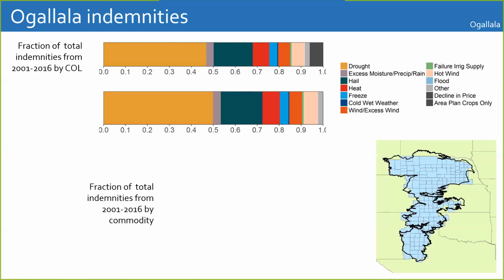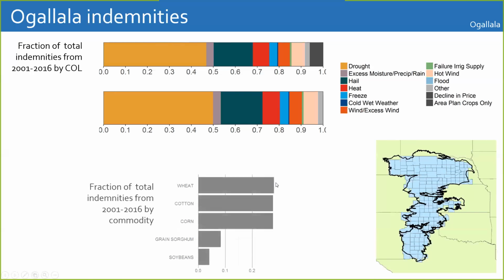And we can also do something similar and show the fraction of total indemnities from 2001 to 2016 by commodity. And unsurprisingly, the top 5 are wheat, cotton, corn, grain, and soybeans.